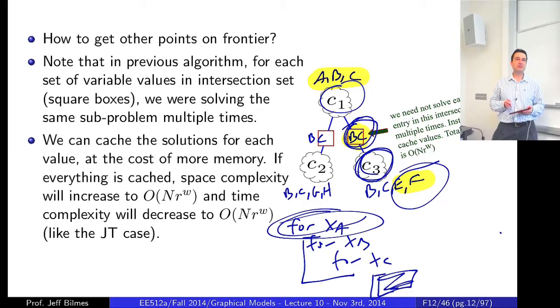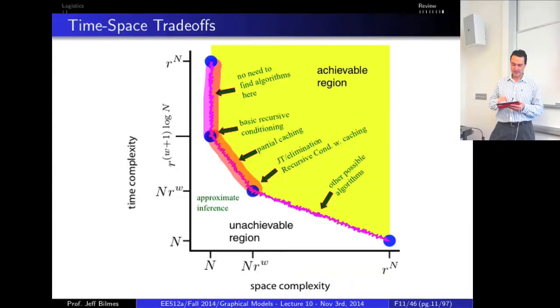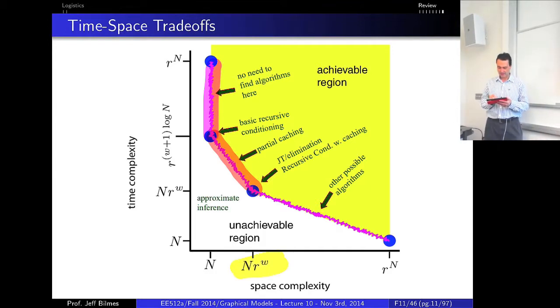So how big is that hash table going to be? Well, let's say that if this was a K tree of some sort, then the separators would be of size omega, which is the tree width. And so the hash table would be, in the worst case, size r to the omega. So that suddenly means that now we've gone back to using space complexity, n times r to the omega, but at the same time we've recovered time complexity, and we've gone from this point in the recursive conditioning case to this point in the junction tree case.